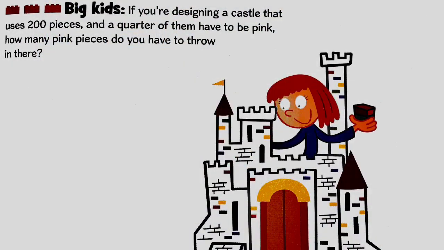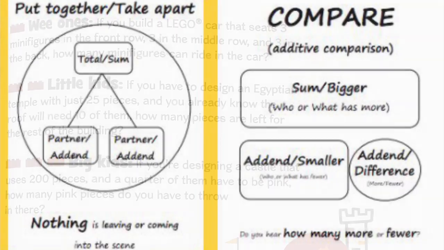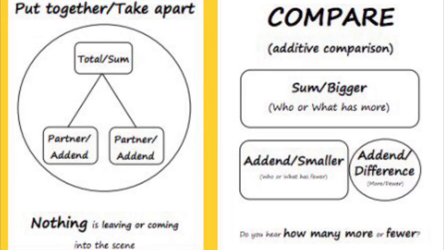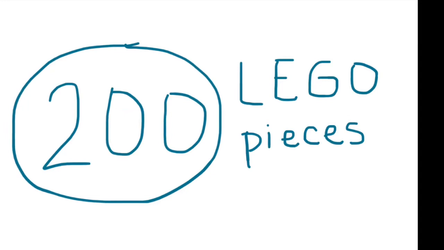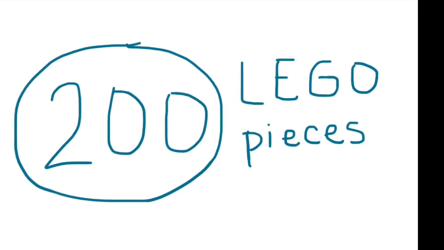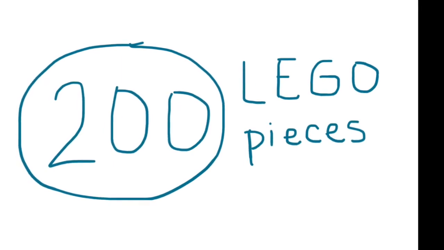Get set, big kids. If you're designing a castle that uses 200 pieces and a quarter of them have to be pink, how many pink pieces do you have to throw in there? All right, so what problem type is this? We're not getting rid of anything, nothing's coming into the scene. It's a put together, take apart problem. We know for a put together take apart problem, we need a number bond. So at the top, I have 200 Lego pieces labeled.